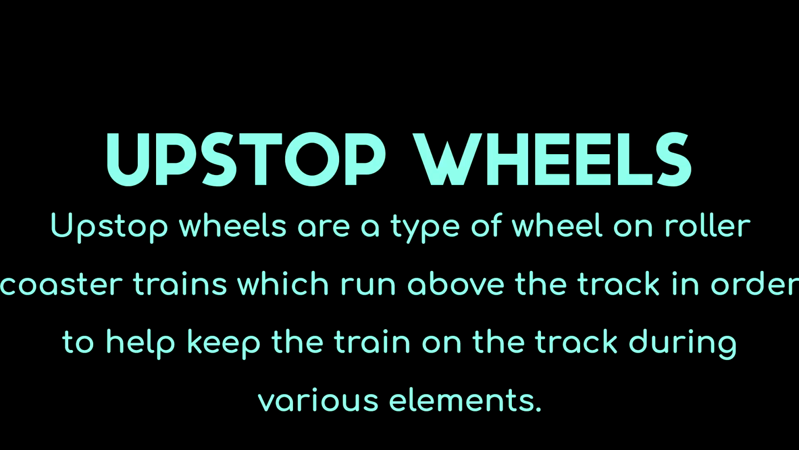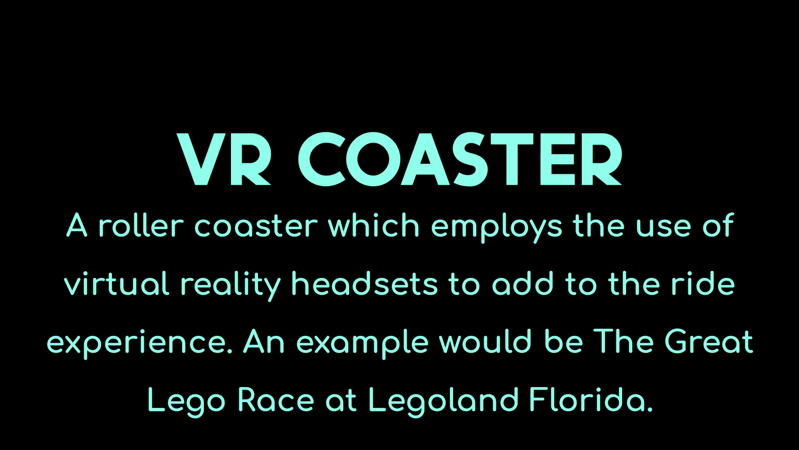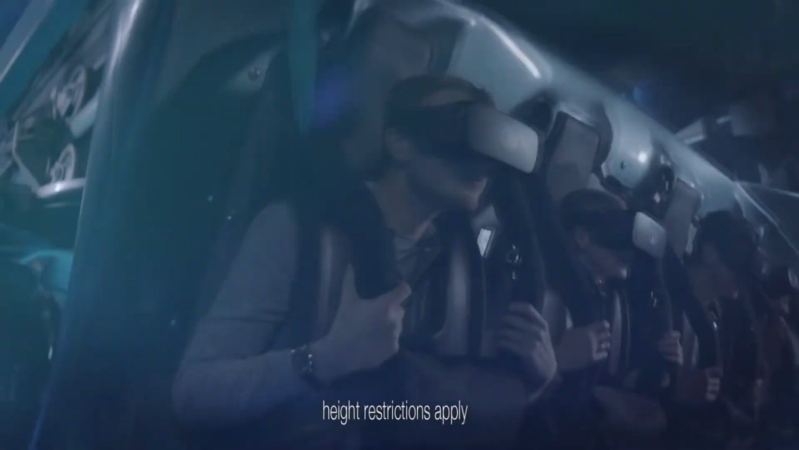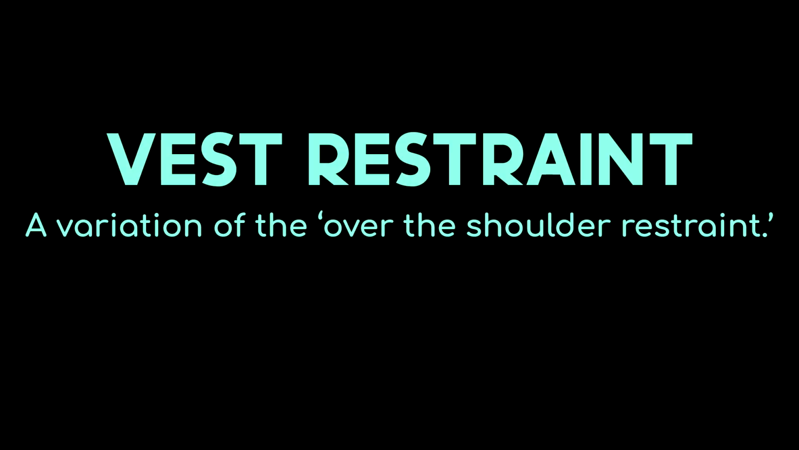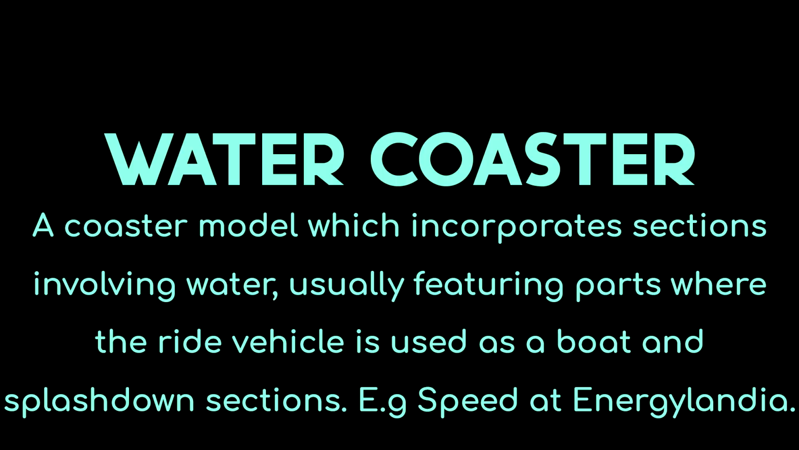Upstop wheels. Upstop wheels are a type of wheel on a roller coaster train which runs above the track in order to keep the train on the track during various elements. VR coaster, a roller coaster which employs the use of virtual reality headsets in order to add to the ride experience. An example would be the Great Lego Race at Legoland, Florida. Vest restraint, a variation of the over-the-shoulder restraint. Walk-on. This term refers to when there is no queue for an attraction, therefore being able to walk through the entire queue and onto said attraction.